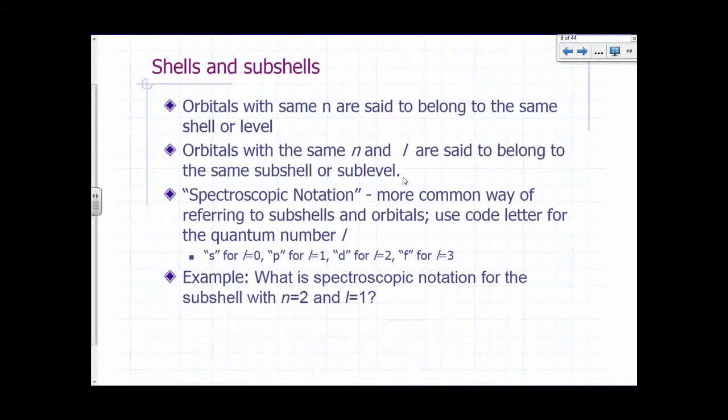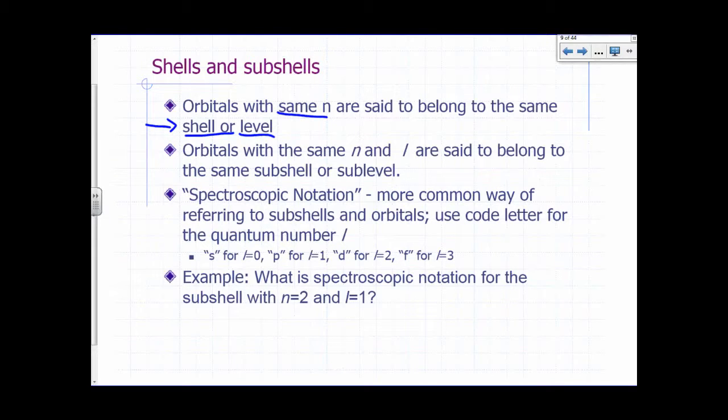Orbitals that have the same n (remember, n, l, and m are numbers associated with orbitals): if orbitals have the same n, we say that they belong to the same shell or level. We'll see later that orbitals with the same n have more or less the same energy. An electron in an orbital with the same n would have similar energy, so we say they belong to the same shell or level.